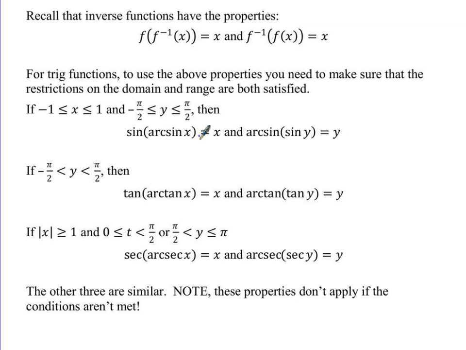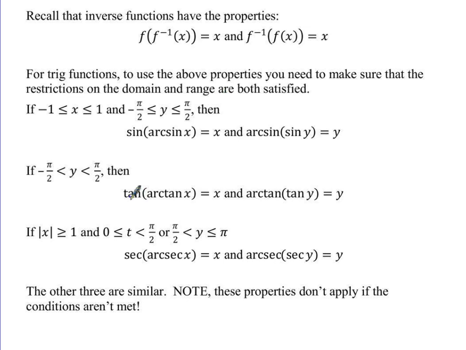This is basically f composed of f inverse of x winds up being x, and f inverse composed of f of x winds up being x. It's the same idea, but the notation here says sine of arcsine x equals x, and arcsine of sine y equals y. So if I have a trig function, I can undo it by taking the arcsine of both sides of an equation. This is only true, though, if the domain is between -1 and +1, and the range is between -π/2 and π/2 in your inverse function.